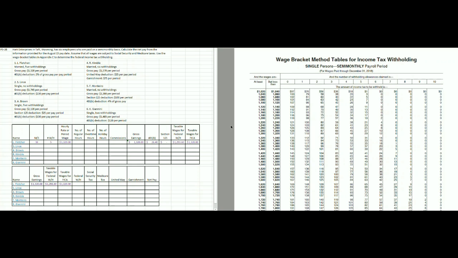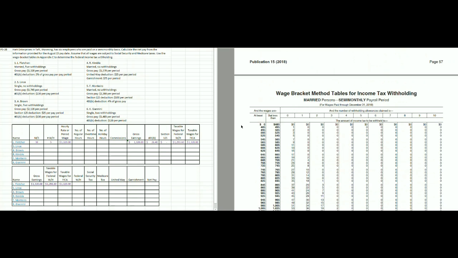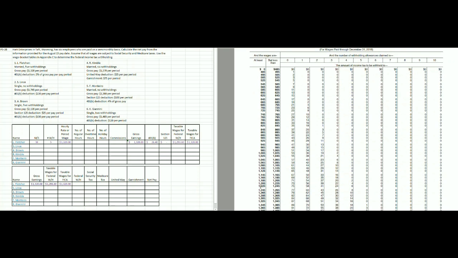On the right-hand side, you see the wage bracket method. So we go down to the married table where we can find $1,293. And that's going to be in this range here. Fletcher has 5 withholdings, so we follow the 5 column until we get down to the 1,293, and it shows that he will have no federal income taxes.